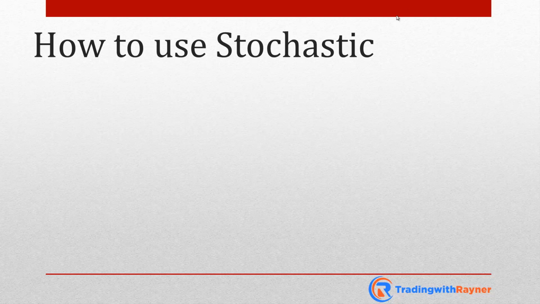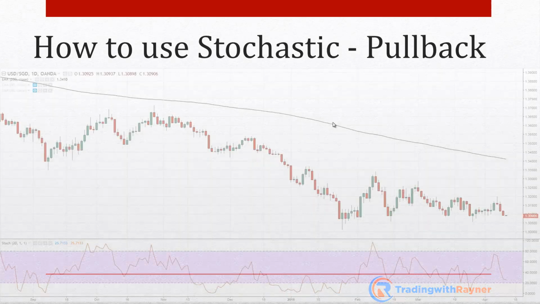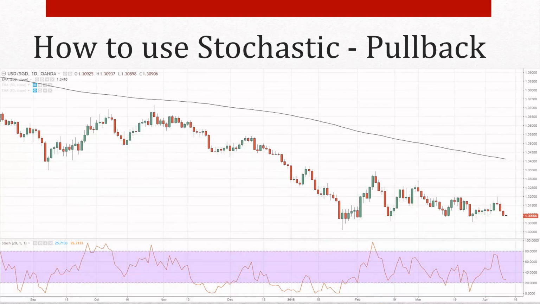So the first way you can use it is to help you time when the pullback will end in a trend. Let me explain. You can see over here, clearly, this market is in a downtrend. Why is that? This is the 200 period moving average. My definition of a long-term trend is that if the price is below it, then the long-term trend is down. If the price is above it, then the long-term trend is up.